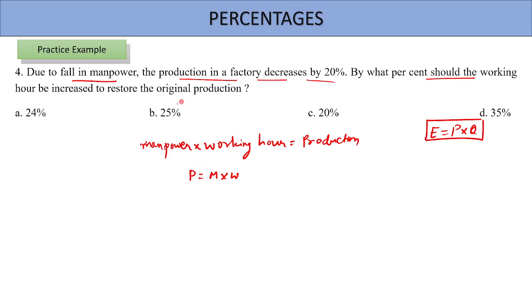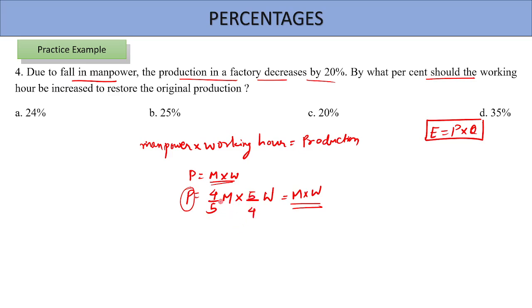So if my manpower is falling and my production is decreasing by 20 percent, I am getting 4 by 5 of my manpower. By what percentage should I increase the working hours so that I can restore the original production? That means I should get the same value of P. Now I know my P is M into W. To get this result as M into W, with what value should I multiply W? I will multiply it with 5 by 4.